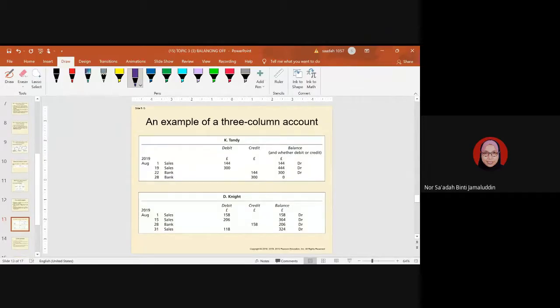This is 3 column. Okay, so you just put in the debit side your K10D as your account receivable. For the first one, dia beli something daripada kita, so we sales to the K10D, for the first one, 144, and then we sales again to the K10D with 300. So the total of K10D is 444, and then we receive some payment from the K10D.